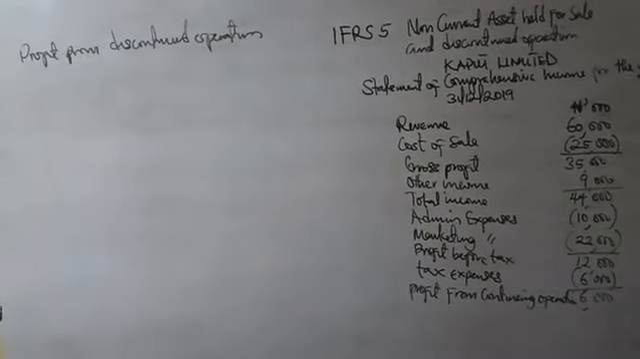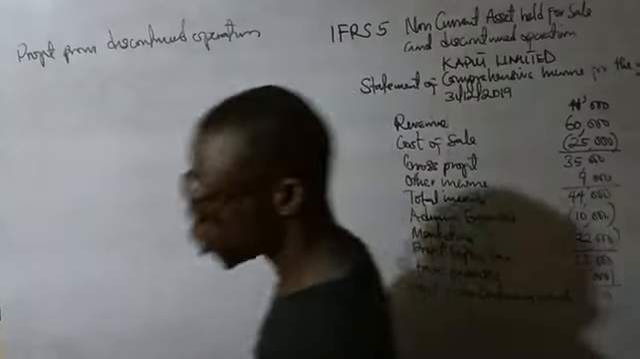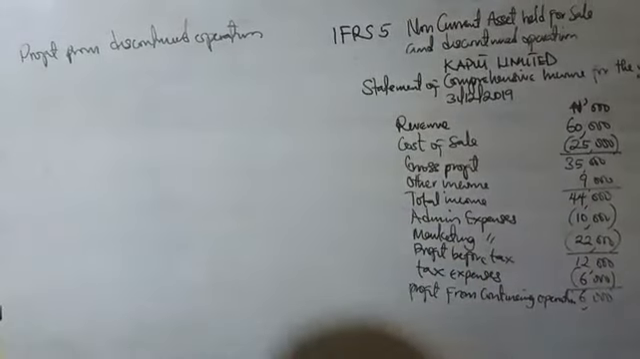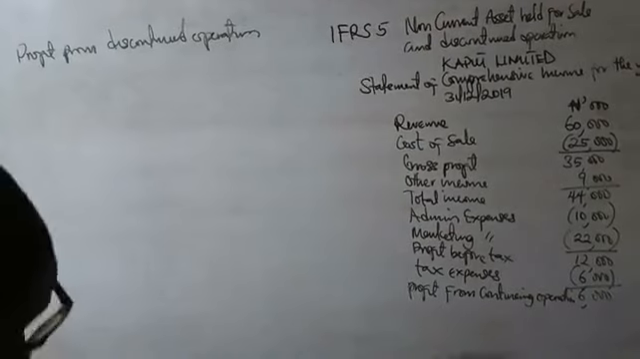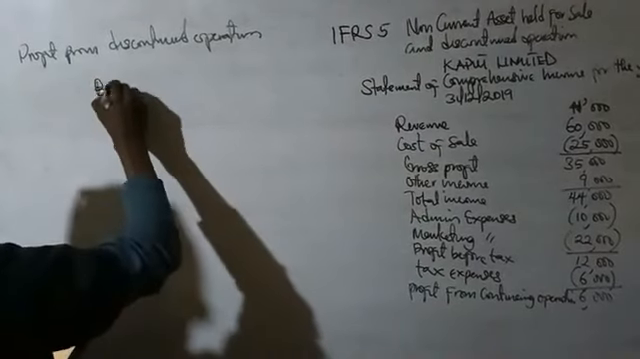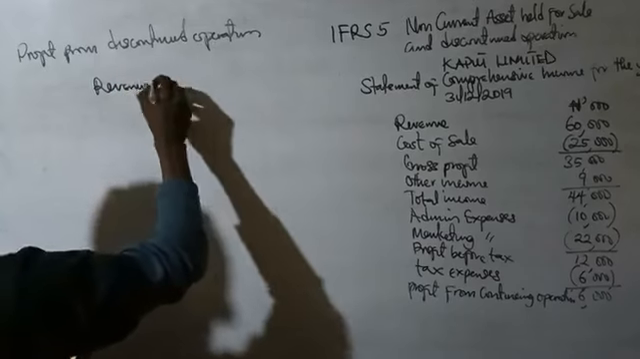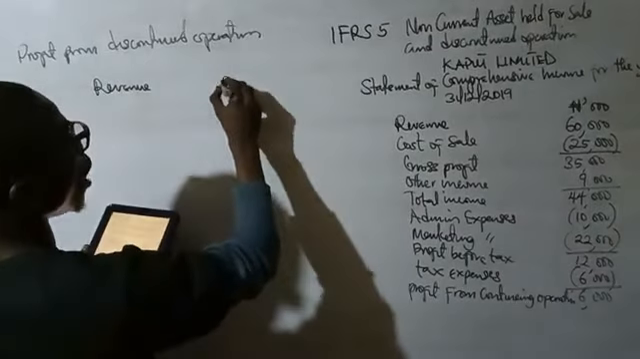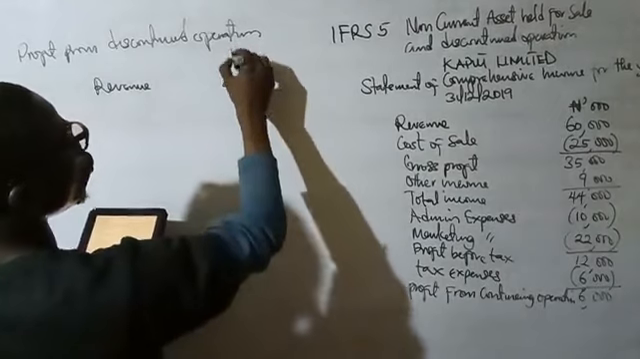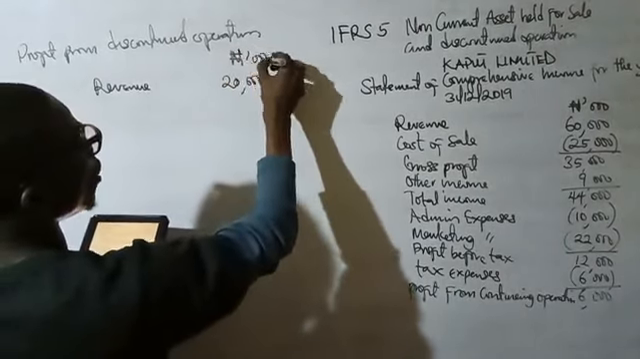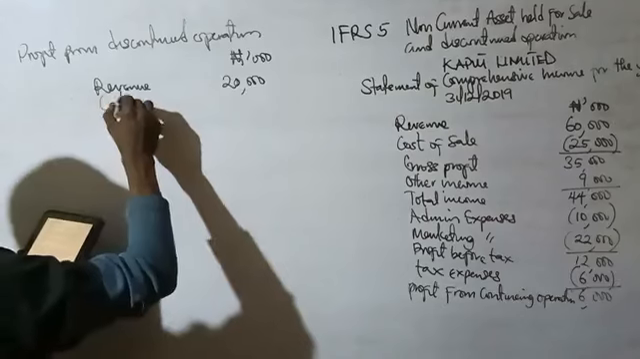Look at it now. So you need to prepare it. How do you calculate it? The same way you have done it, that's how you will do it for the discontinued operation. So just write the revenue. How much is the revenue they are making? 20,000. It has been approximated to the nearest thousand. So the cost of sales.